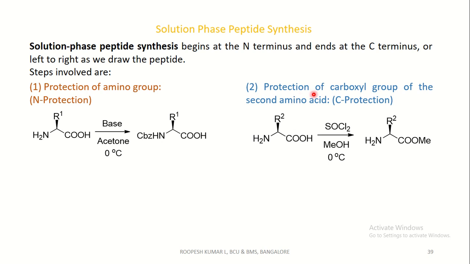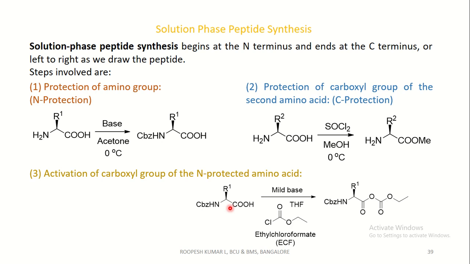Coming to the second one, protection of the carboxyl group, that is, C protection of the second amino acid, not the first one. This is the second amino acid. The amino acid is treated with thionyl chloride and methanol to give a methyl ester, that is, the C protected methyl ester. This reaction is generally called esterification. Coming to the third step, activation of the carboxyl group of the N protected amino acid. That is, the activation of the N protected amino acid. You should activate this carboxyl group.